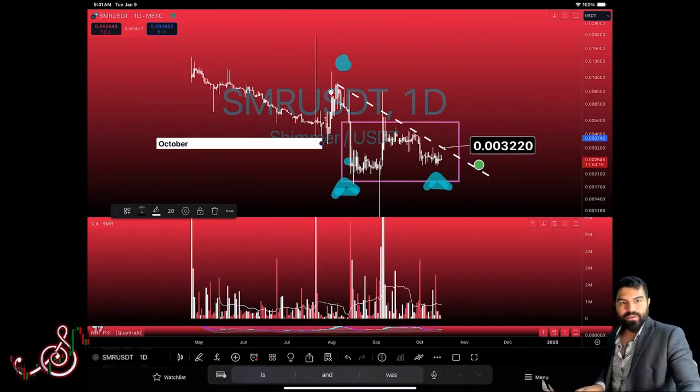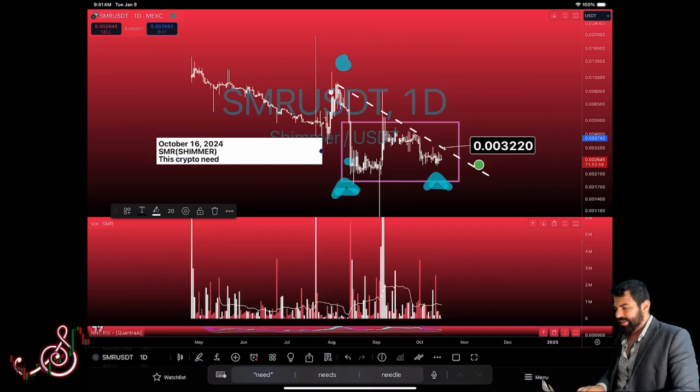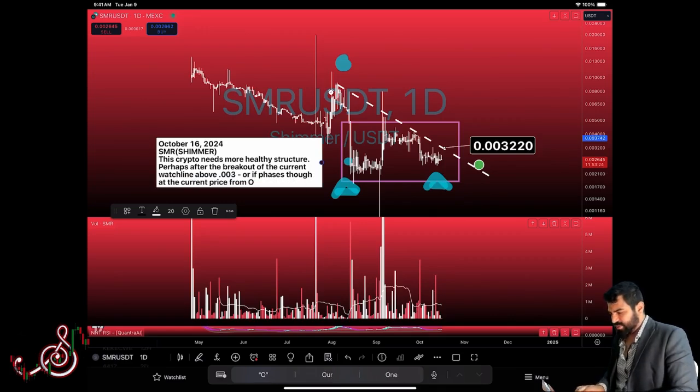October, what's today's date? 16. Short for what, Shimmer? Shimmer, yeah. This crypto needs more healthy structure. Perhaps after the breakout of the current watch line above 0.003, if it phases through at the current price from October, by October 31st to November 8th, 2024.